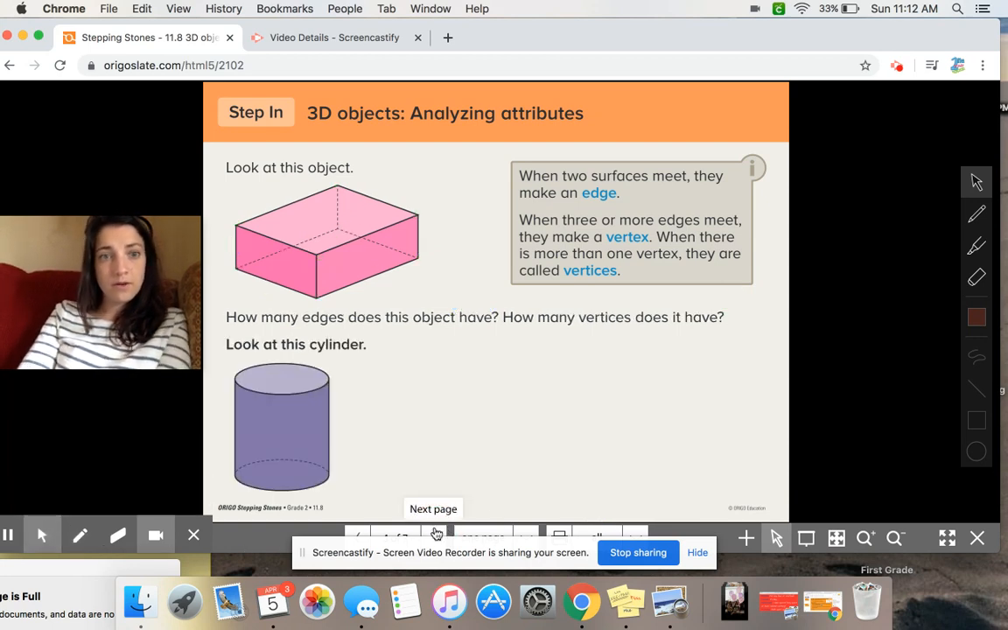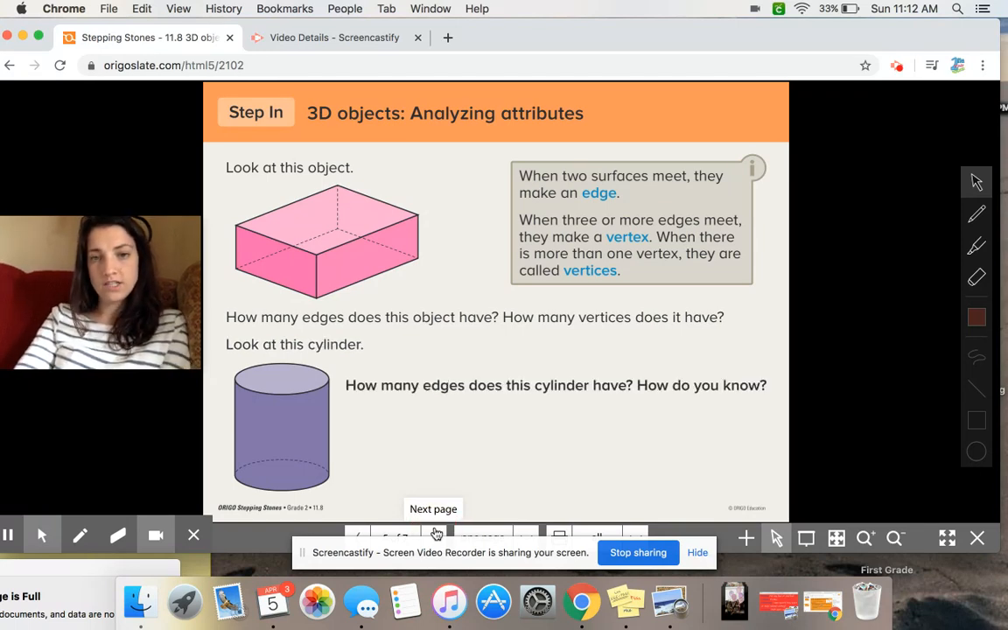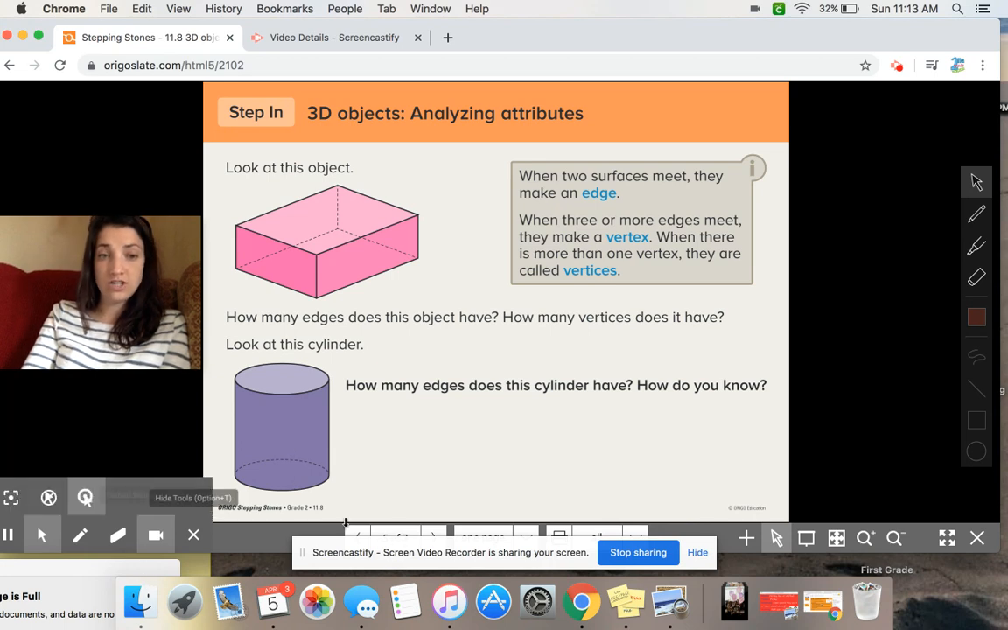So here we have another 3D object. Let's look at this cylinder. And I want to know how many edges does this cylinder have, and how do we know? So I'm going to go take a look back up here. An edge is when two surfaces meet. So this is a surface and this is a surface. So they both meet. So this right here is a curved edge. Down here we have a surface, and this is also a surface down here. So this is another curved edge. So there's 2 curved edges with the cylinder.